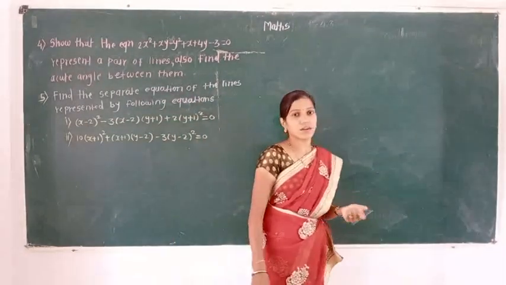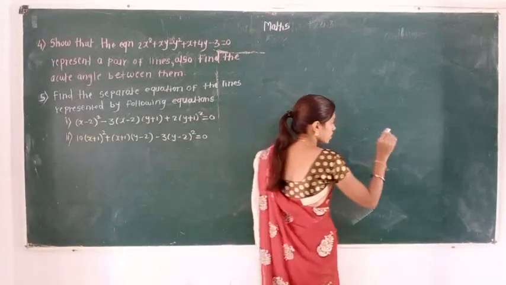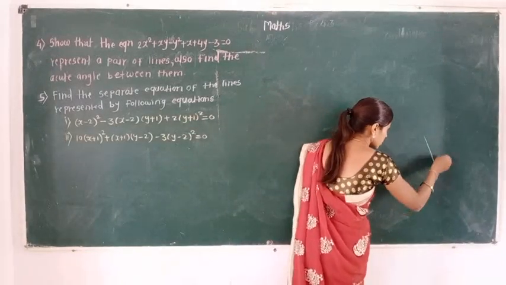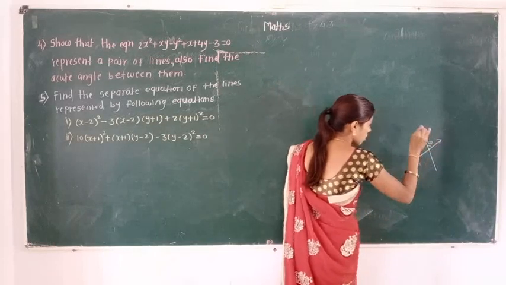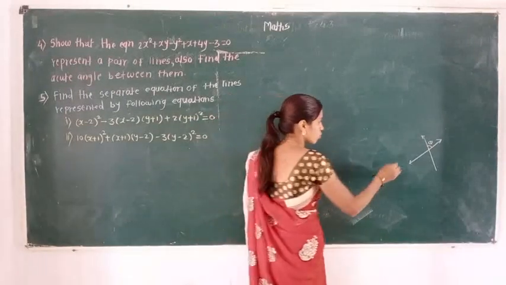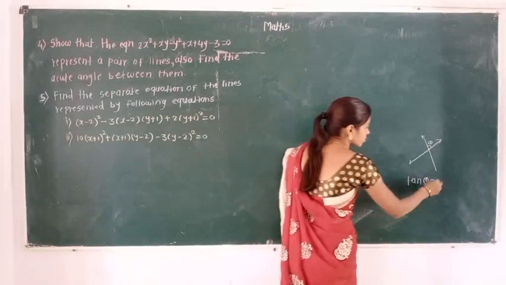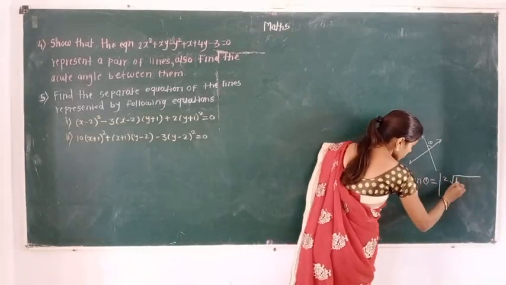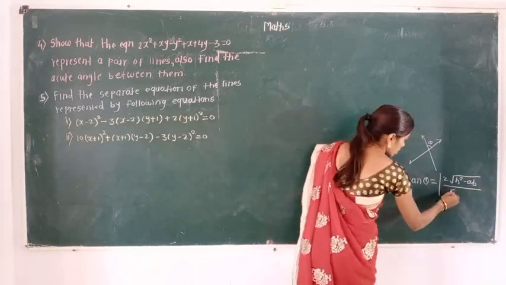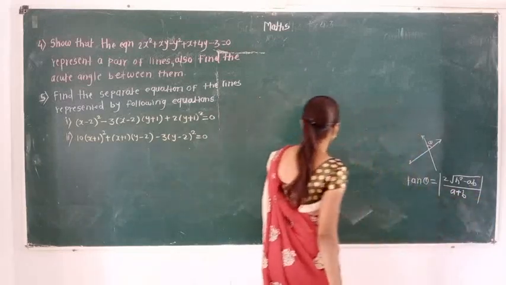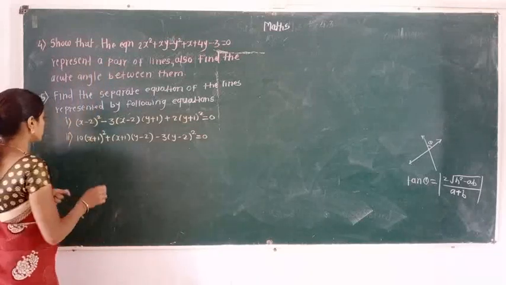So after satisfying that the given equation represents a pair of lines, we have to find the angle between the two lines. These are the pair of lines and this is the angle between these two lines. For finding the acute angle between these two lines, we take the formula tan theta is equal to 2 root of h square minus ab divided by a plus b. First of all we have to show the equation represents a pair of lines.